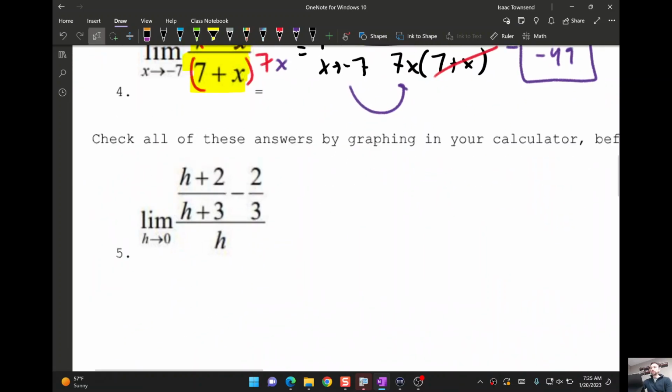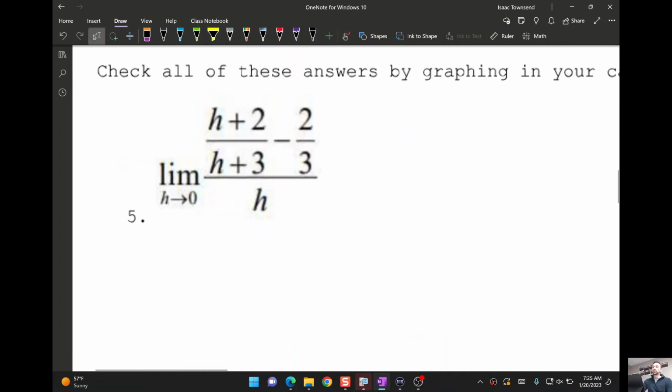Okay, so what about question 5? What is one thing that I should multiply all of these by? 3. Okay, I agree. Multiplying by 3 to get that to go away. And what else?